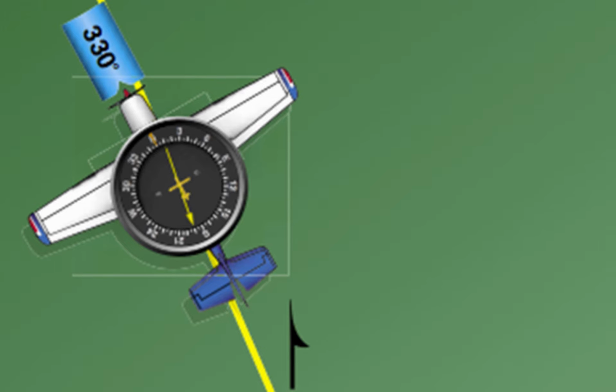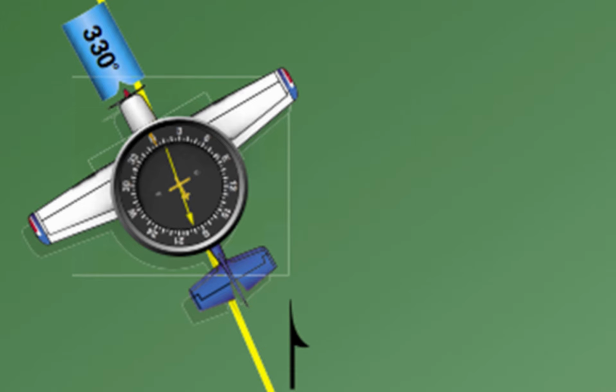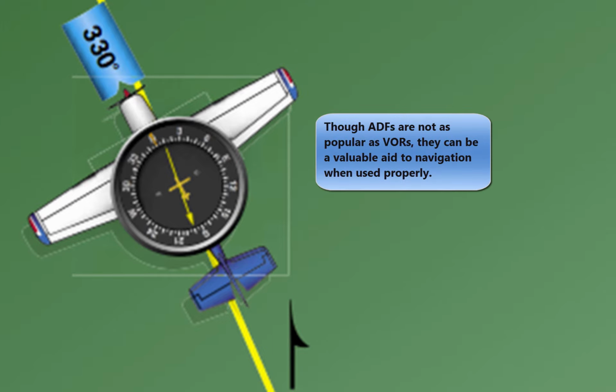To correct for wind when tracking outbound, correction should be made in the direction opposite of that in which the needle is pointing. Although the ADF is not as popular as the VOR for radio navigation, with proper precautions and intelligent use, the ADF can be a valuable aid to navigation.